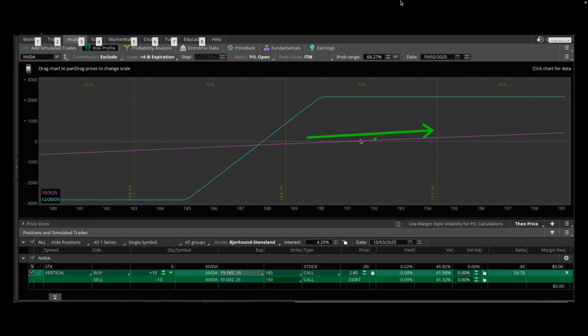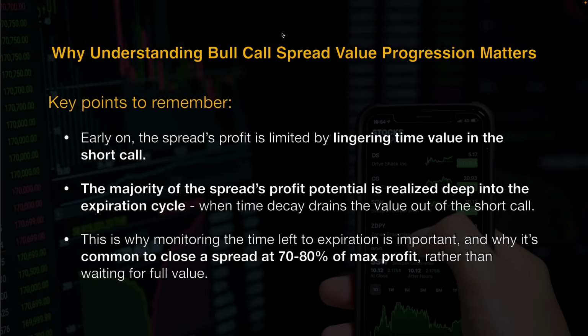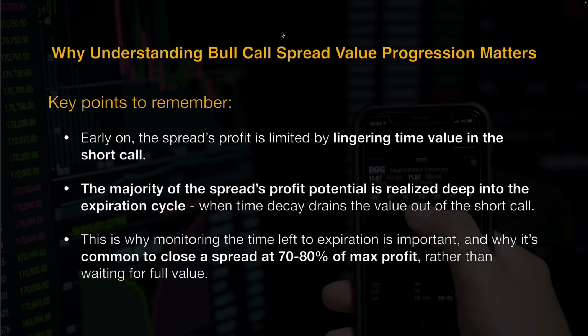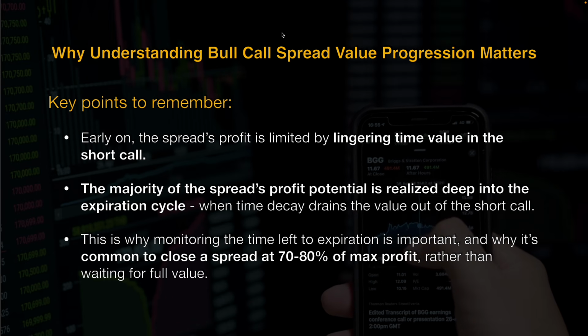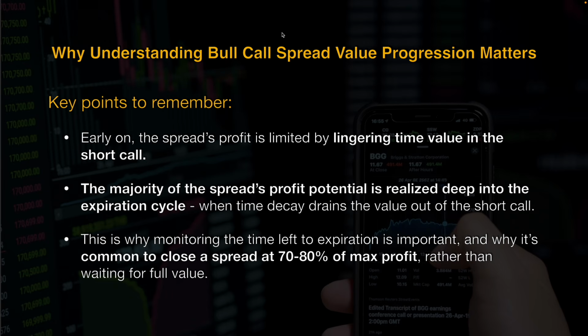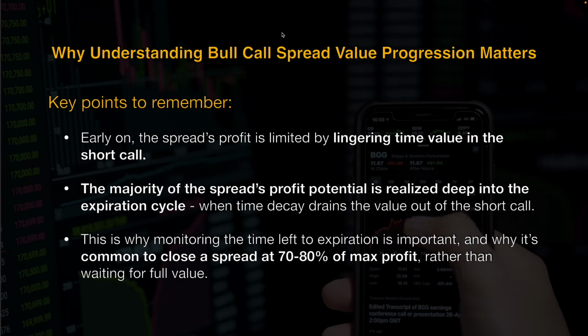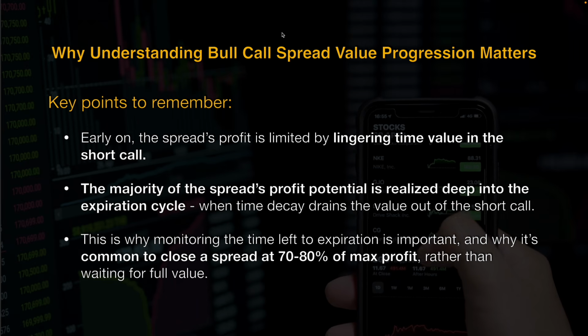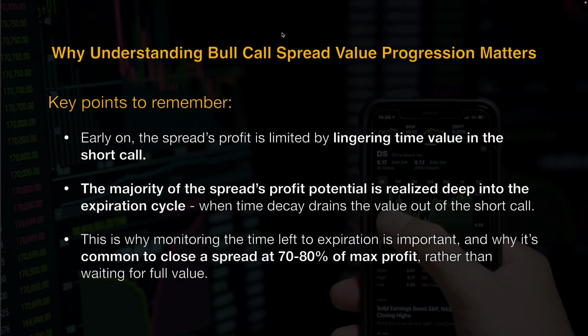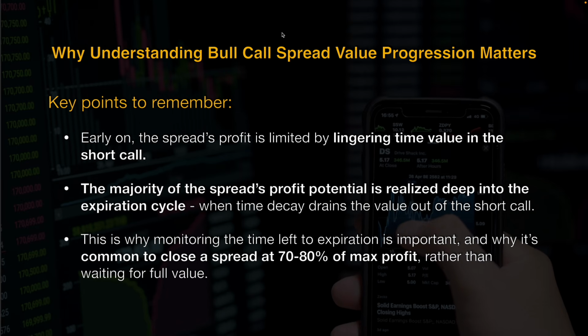But the further you go out in time when entering into those spreads, the flatter that theoretical price line will be. So key points to remember are that early on, the spread's profit is limited by lingering time value in the short call. The majority of the spread's profit potential is realized deep into the expiration cycle when time decay drains the value out of the short call. This is why monitoring the time left to expiration is important and why it's common to close a spread at 70 to 80% of max profit rather than waiting for full value.